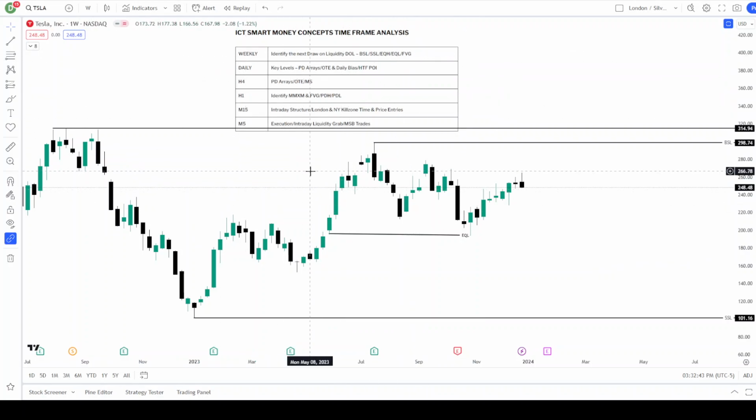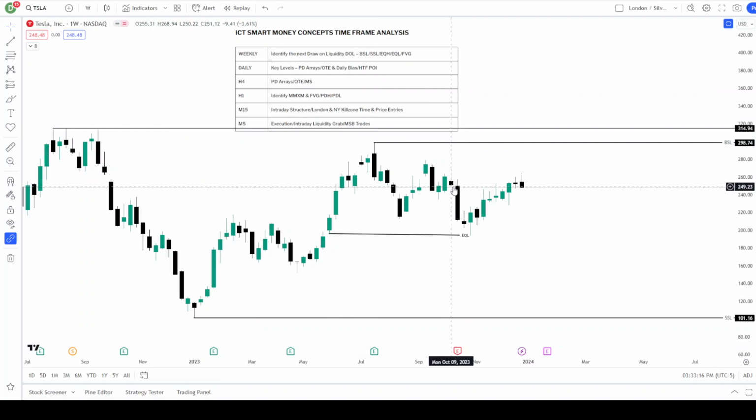Fair value gaps are a 3-candle setup. In a bullish fair value gap, you're looking at the top wick of candle 1, the middle of candle 2, and then the low wick of candle 3. In a bearish fair value gap, you're looking at the low wick of candle 1, the middle of candle 2, and then the high wick of candle 3. So with that being said, let's see if there are any fair value gaps of interest on the weekly chart that could be holding us above or below current price.